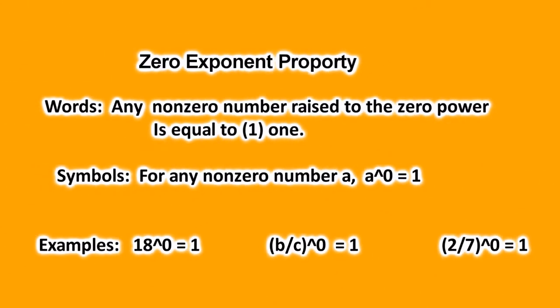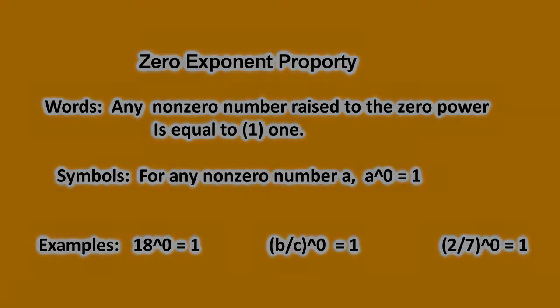Zero exponent property. Words: any non-zero number raised to the 0 power is equal to 1. Symbols: for any non-zero number a, a to power 0 is equal to 1. Example: 18 to power 0 is equal to 1. b over c all to power 0 is equal to 1. 2 over 7 all to power 0 is equal to 1.